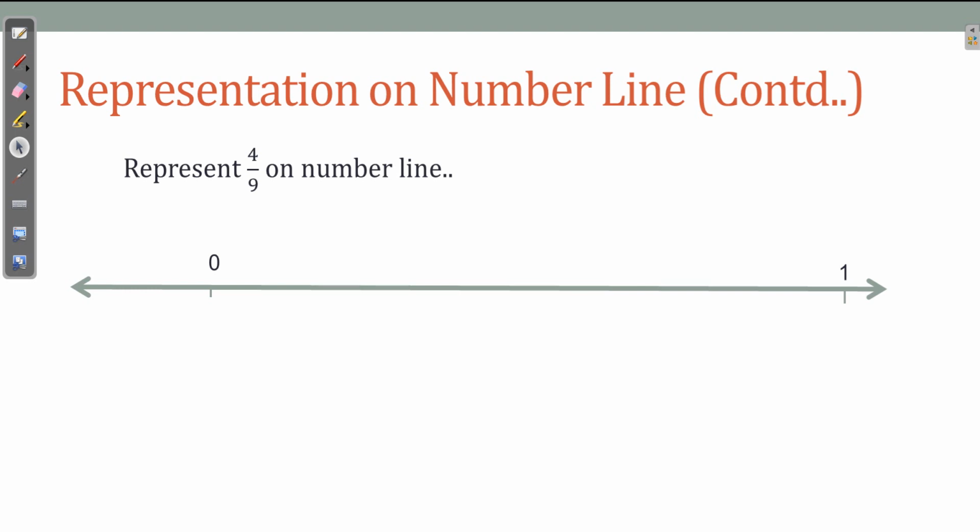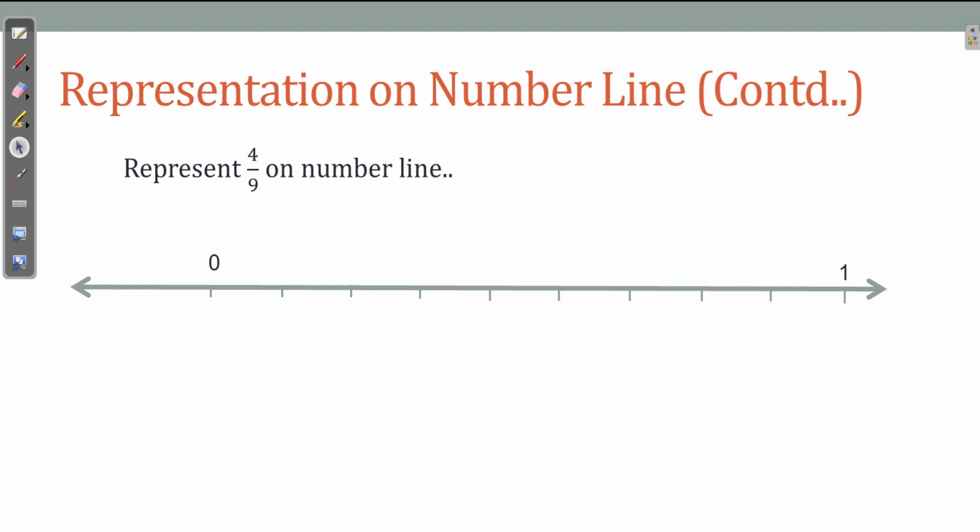The first unit, meaning 0 to 1 on the number line, should be divided into so many parts. Say in this case we have 9 as the denominator. So the first unit has to be divided into 9 equal parts. Now let us divide the first unit into 9 equal parts. After dividing it into 9 equal parts, you will label each and every part from the first one. The first 0 will remain as it is.